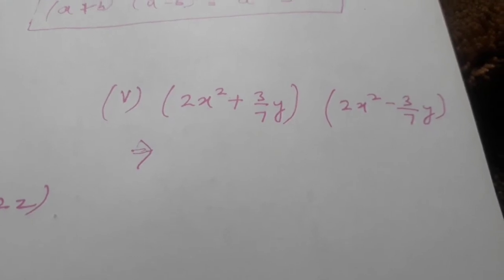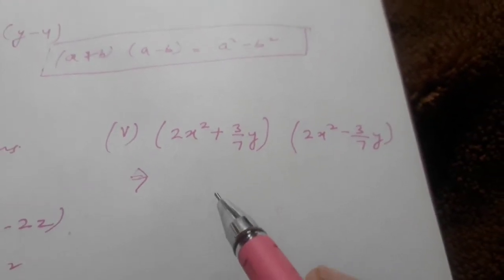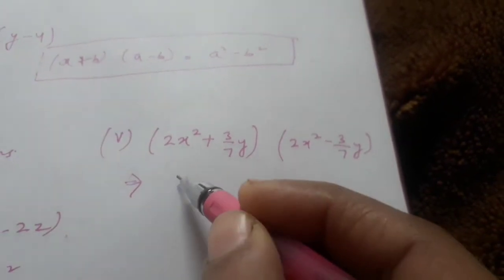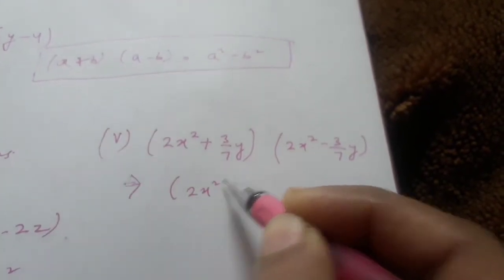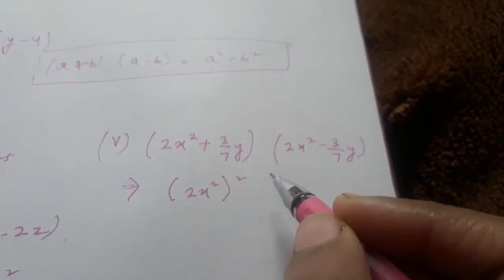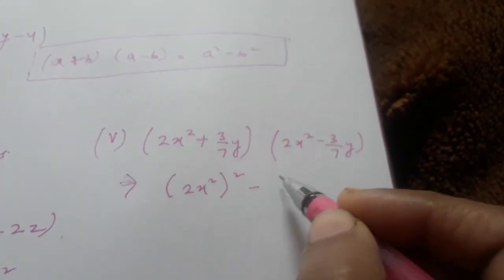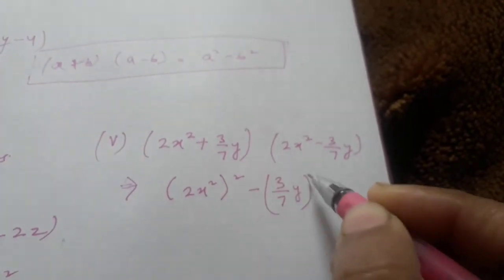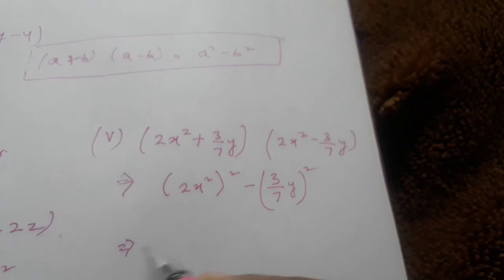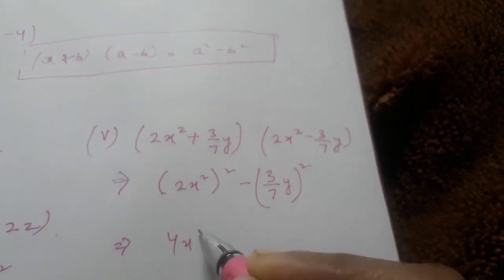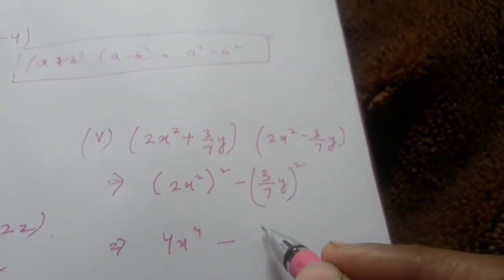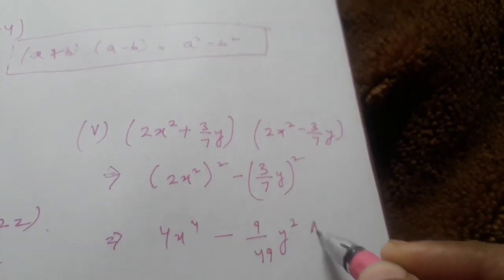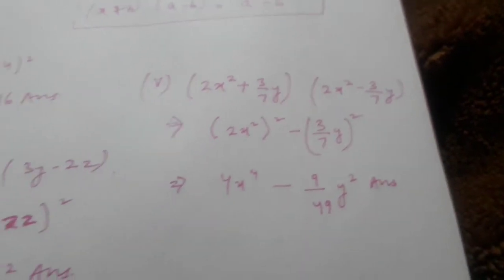So let's move to the fifth part. So the fifth part is 2x square plus 3 by 7y, 2x square minus 3 by 7y. So (2x square) whole square, that is a square, minus (3 by 7y) square, that is b square. So it would be equal to 2 2s are 4, x raised to the power 4, minus 3 3s are 9 and 7 7s are 49, y square. That would be our answer.